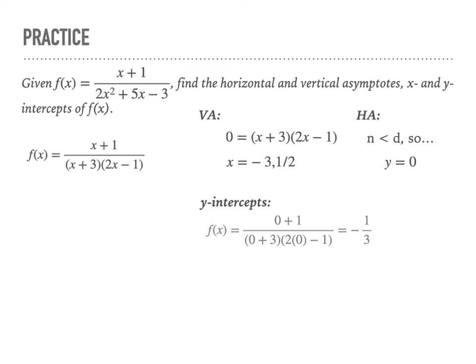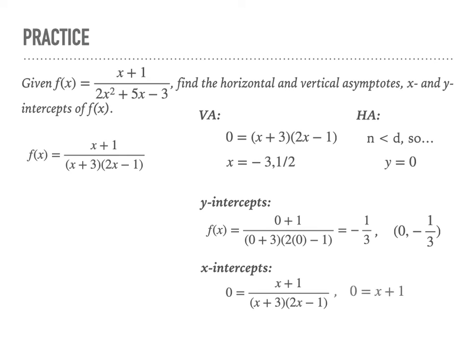Now, to find the y-intercepts, we simply set x equivalent to 0, which gets us the y-intercept of (0, negative 1/3). And to find the x-intercepts, we simply do the opposite. We set f of x, or y, equal to 0, and we know that for f of x to equal 0, the numerator has to equal 0, because 0 divided by anything is simply 0. So we just set the numerator equal to 0, we get 0 equals x plus 1, and we get the x-intercept as (negative 1, 0). Remember, x and y-intercepts have to be in coordinate form.